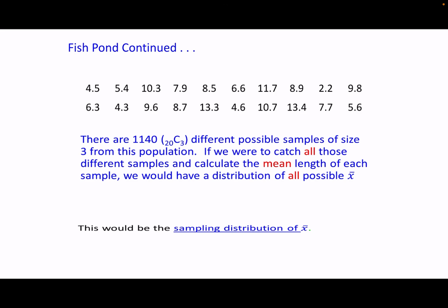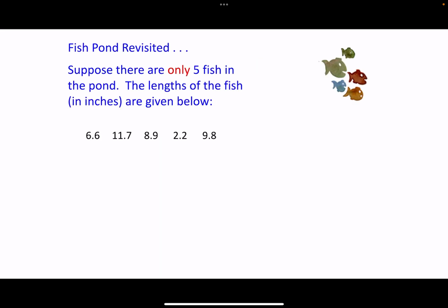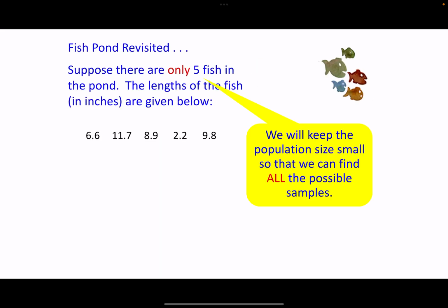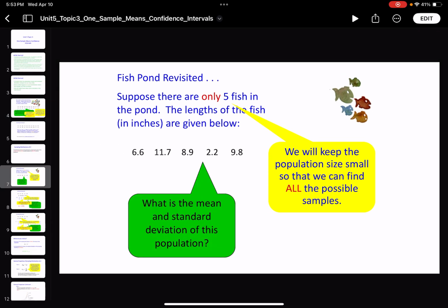So there are about 1,140 possible samples if we choose 3. If we were to catch all of those different samples and calculate the mean, we would have a distribution of all possible means. We're going to get into that again. We're going to see some more of that. And this would be the sampling distribution of the mean. This doesn't really let me go backwards. I'm going to go back here.